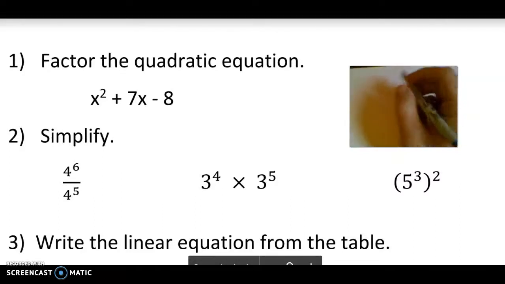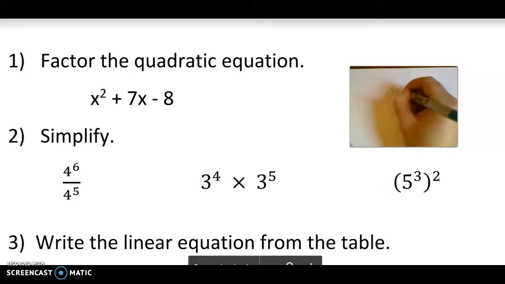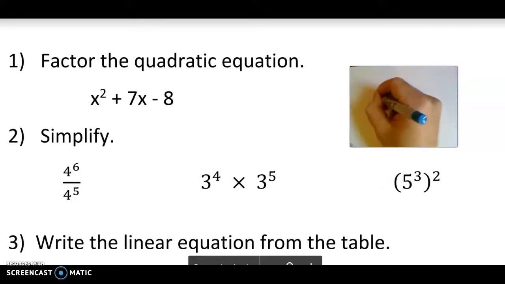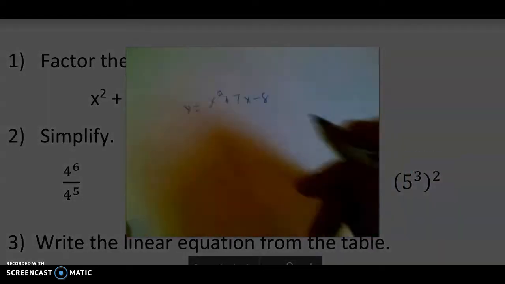Here are the answers to your warm-ups. So the first equation, well, expression, there's no equal sign, is quadratic. So x squared plus 7x minus 8. If I were to make it an equation, it would be y equals. And to factor it, there are some methods that we can use.